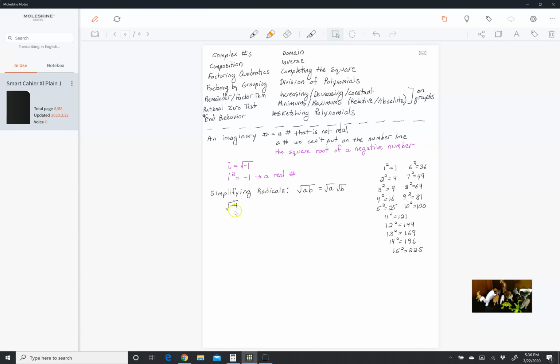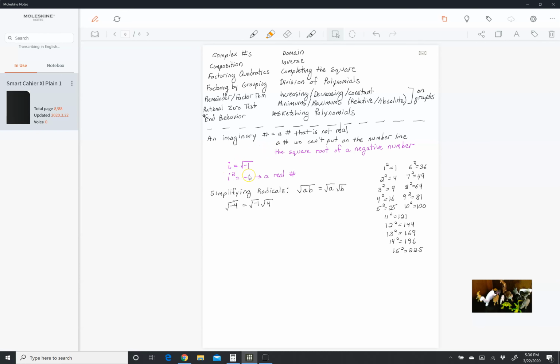So this means that the square root of -4 can be broken up into 2 square roots. It can be broken up into the square root of -1 times the square root of 4. And we know what the square root of -1 is. The square root of -1 we see is i. So we're going to replace it with i.